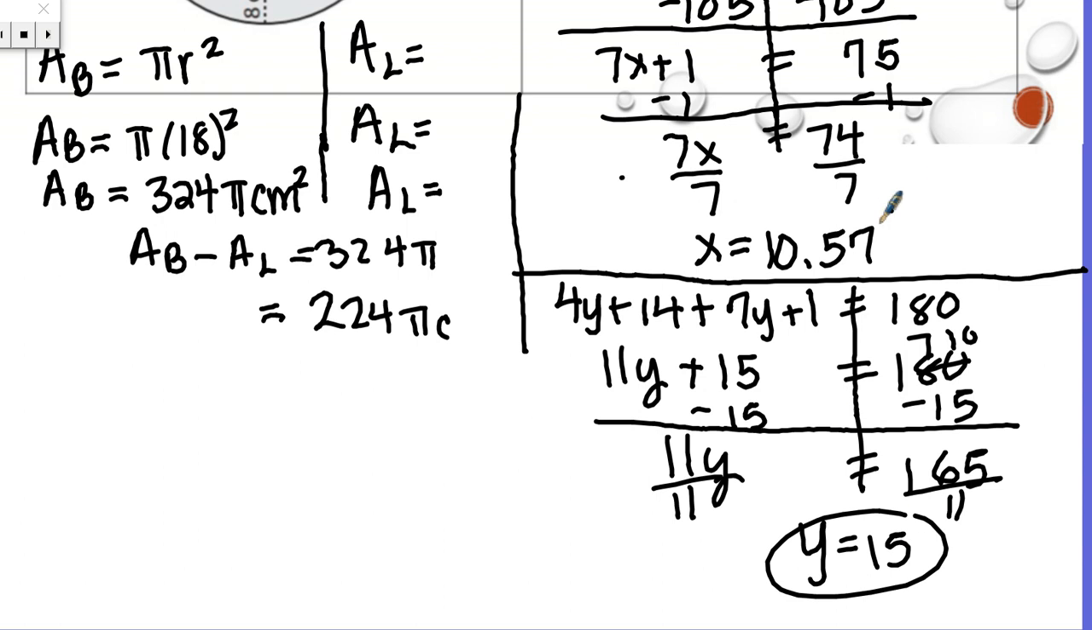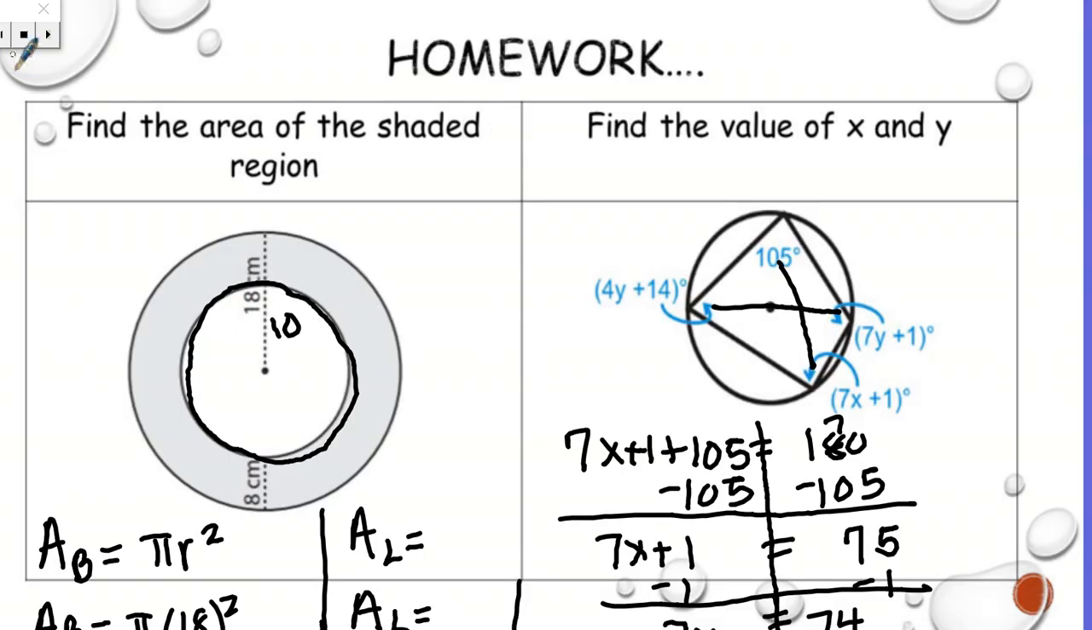All right, and I answered the question because all it asked for was x and y and not those actual angles. See if we have anything else. Nope, that is all, guys. Okay, so hopefully you can do these problems on your own.